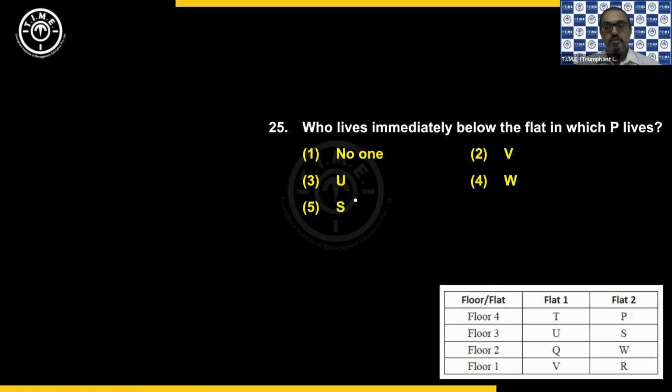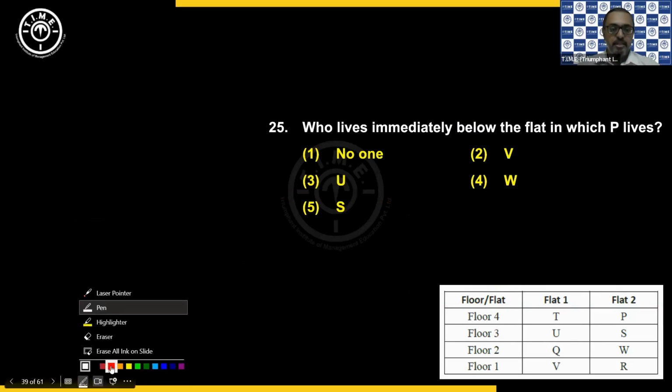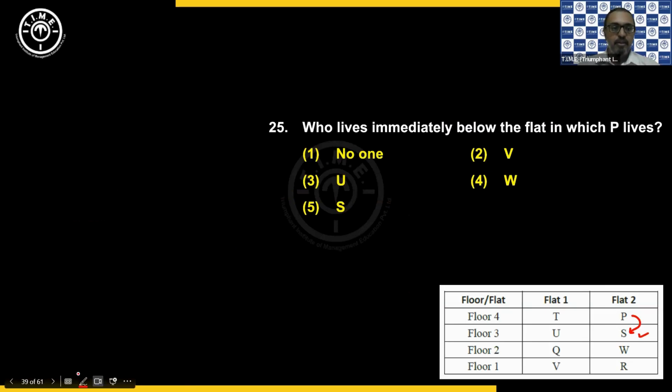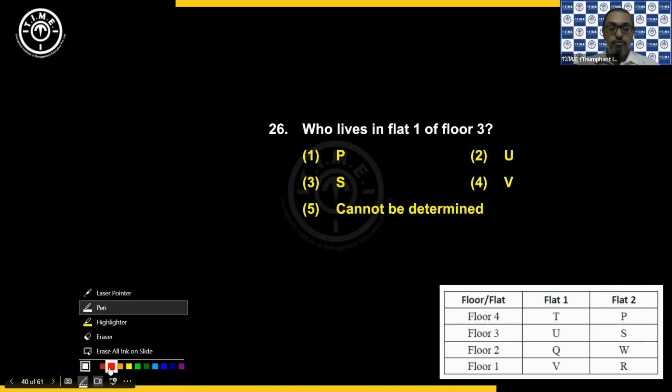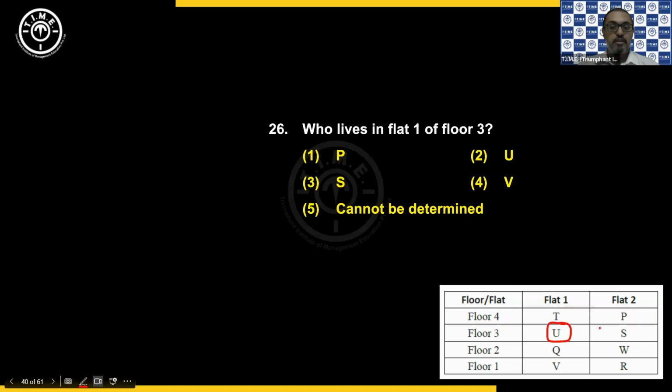Right. So now questions. Who lives immediately below the flat in which P lives? See, he says immediately below the flat of P. You have S, and that's available in choice 5. Then who lives in flat 1 of floor number 3? So flat 1 of floor number 3 we have U, and that is given to us in choice 2.